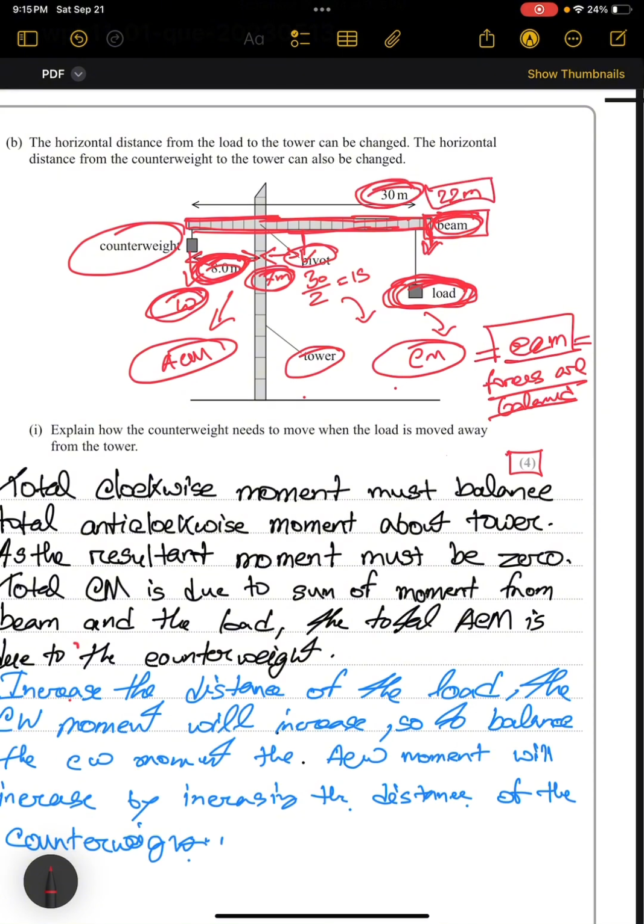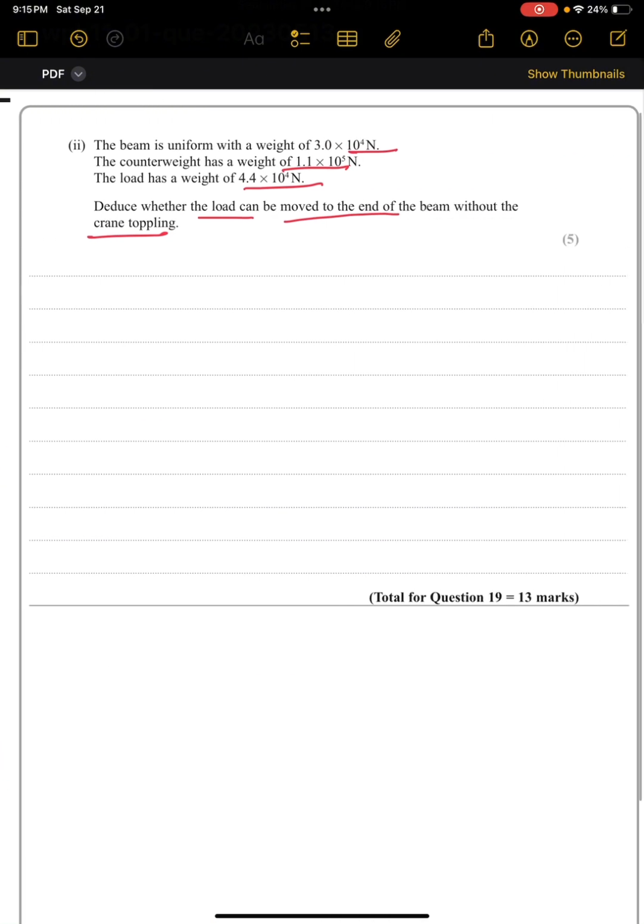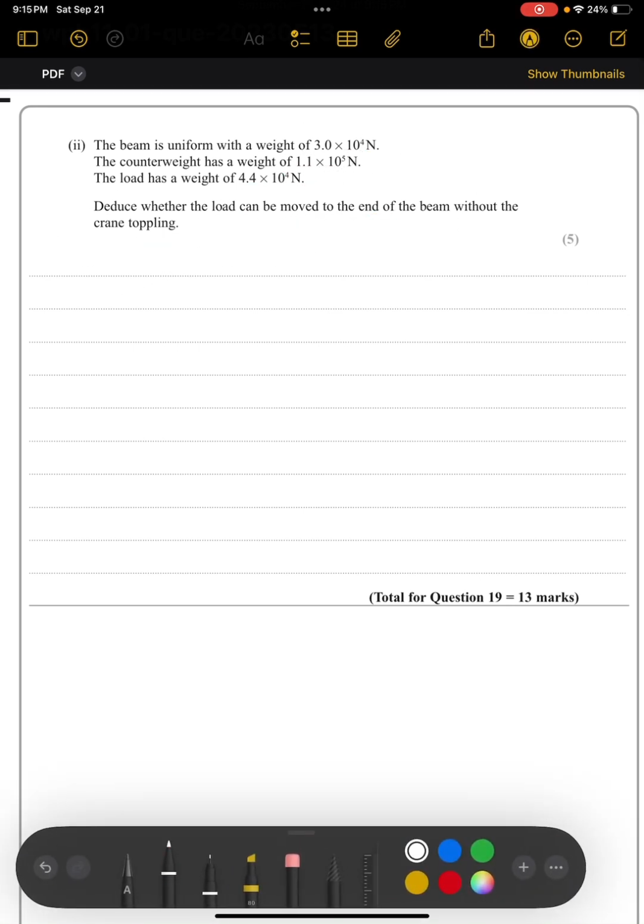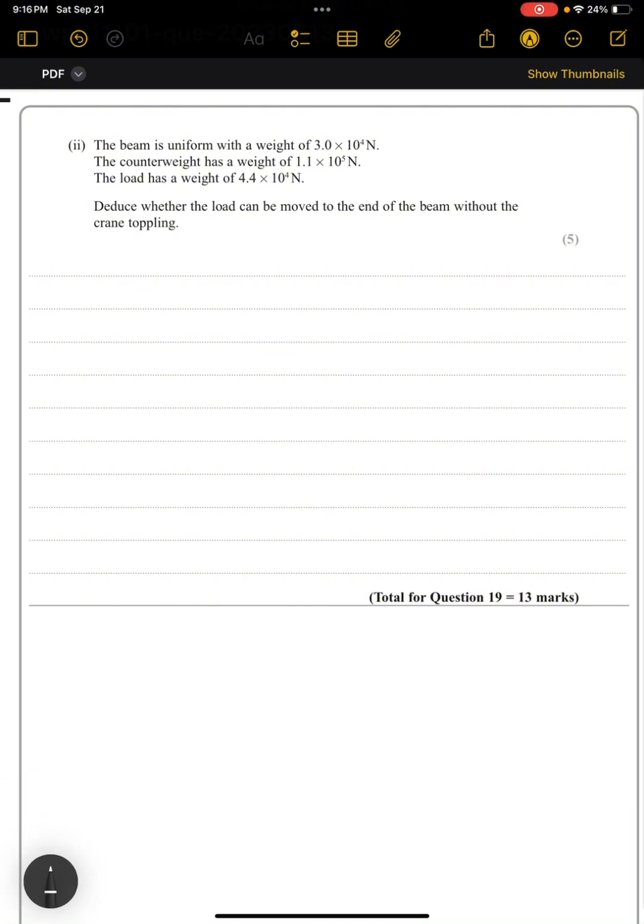If the distance is greater than 22 meter, then the load can get till the end of the beam. But if it is less than 22 meter, then the load cannot go till the edge of the beam. If the load cannot get to the edge of the beam, then the counterweight will topple. So let's find out the distance up to which this load can go. We have to write the equilibrium steps. When it is in equilibrium, the total clockwise moment is equal to the total anti-clockwise moment.